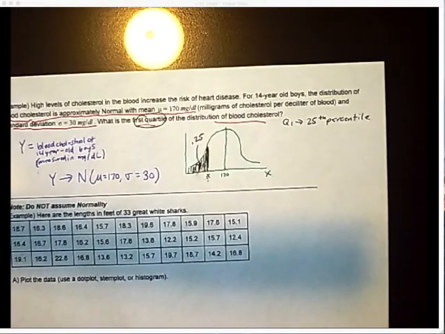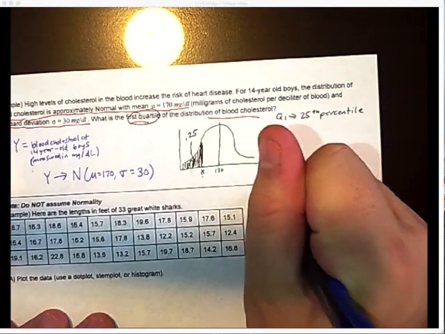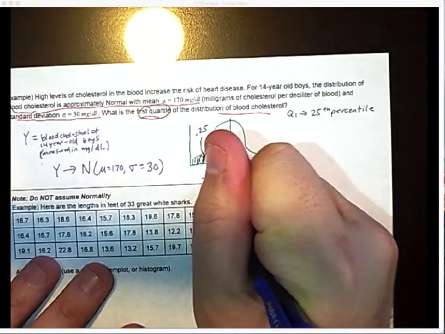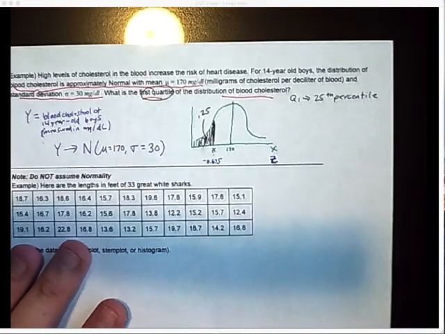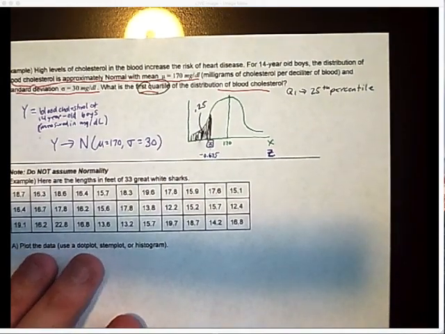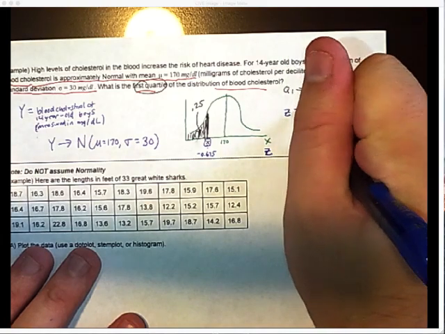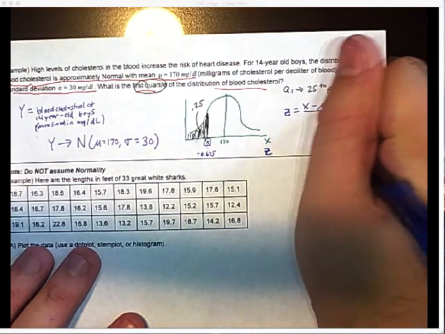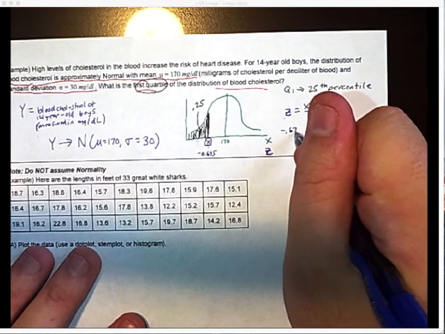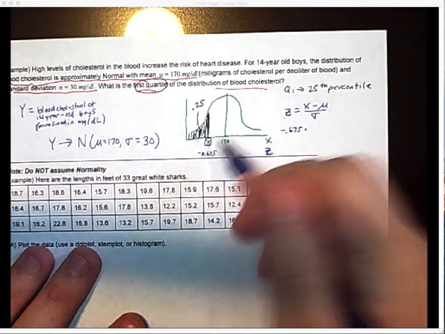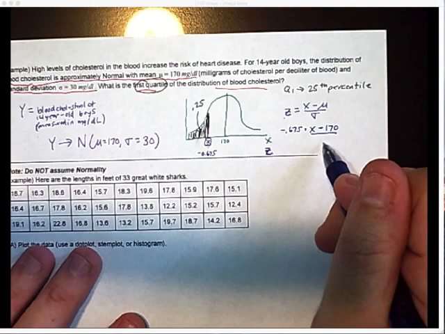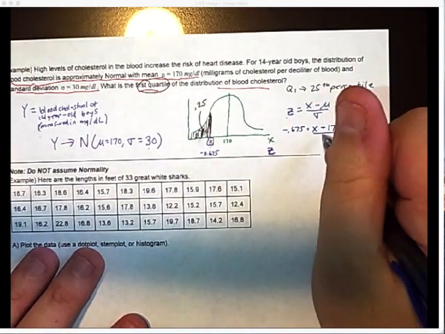So what did I just find? Did I find an x? No, I found the z-score. The z-score is negative 0.675. So how in the heck can I figure out what the x value is? We'll go back to the z formula. The z formula says you take your x value minus your mean and divide by your standard deviation. Well, we know the z-score, that's negative 0.675 approximately. We don't know the x value, but we do know the mean is 170. Now, do we know the standard deviation? We sure do. The standard deviation is 30.